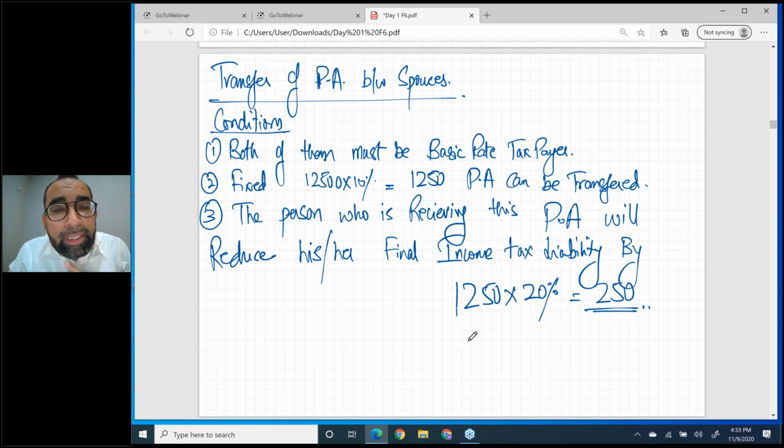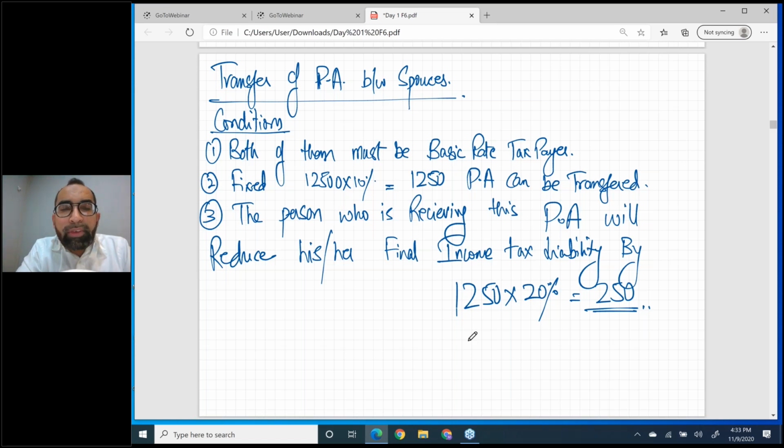But there are some conditions which must be fulfilled before this transfer. Number one condition: both of them, both husband and wife, must be basic rate taxpayers. Both husband and wife must be basic rate taxpayers, right?